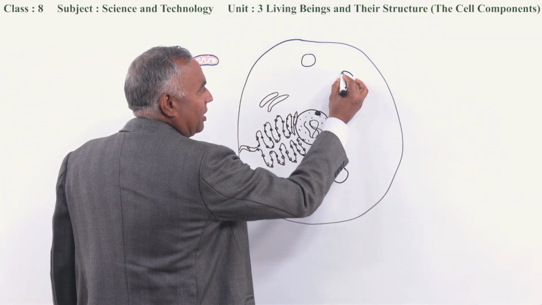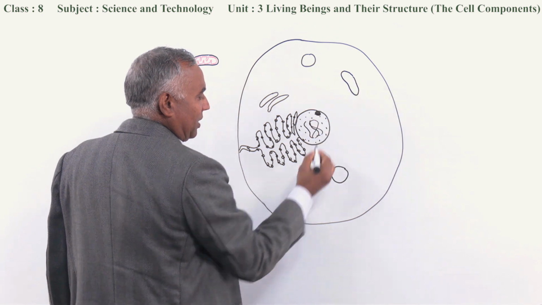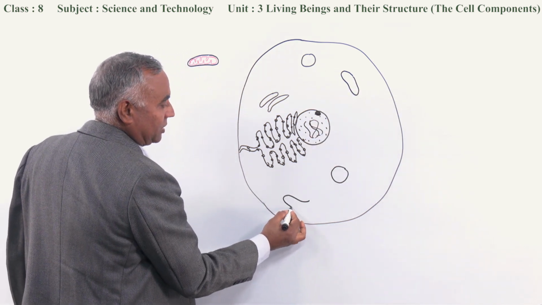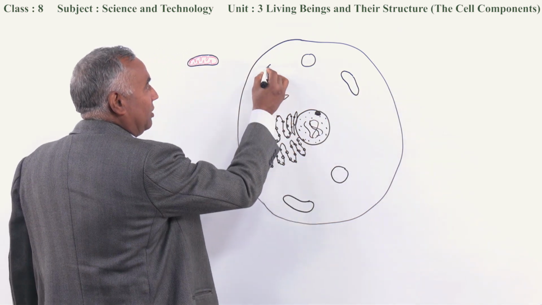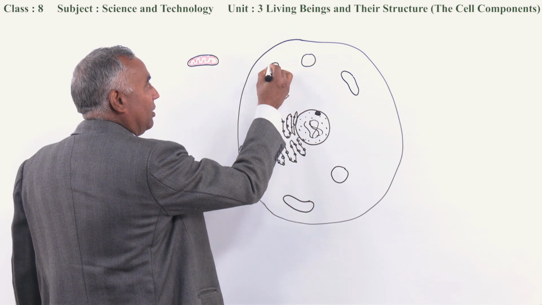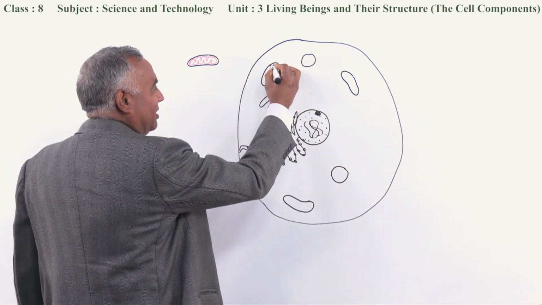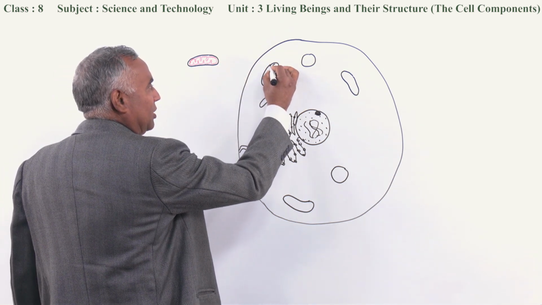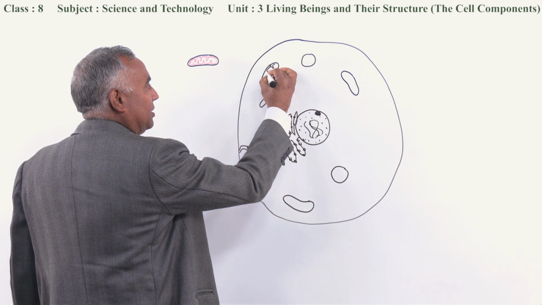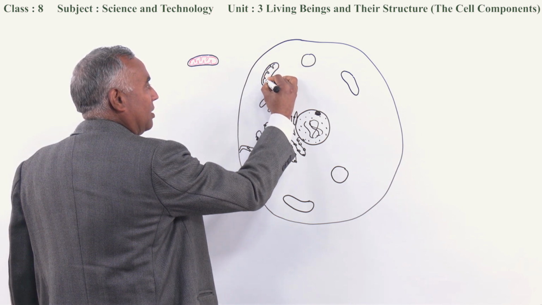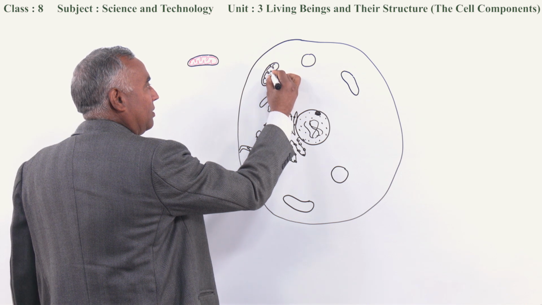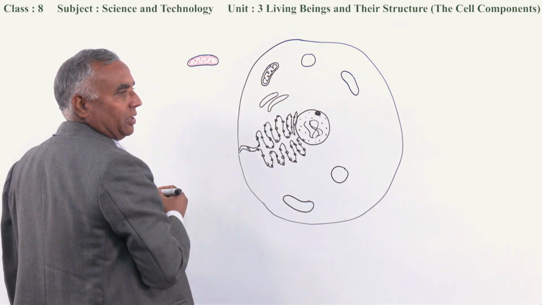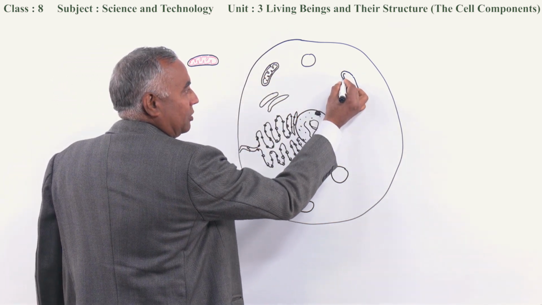So you can make it at different places. 2, 3, enough. I'm not going to use that color. With black also you can, because you are also using pencil. You can make it in this way. That is mitochondria.